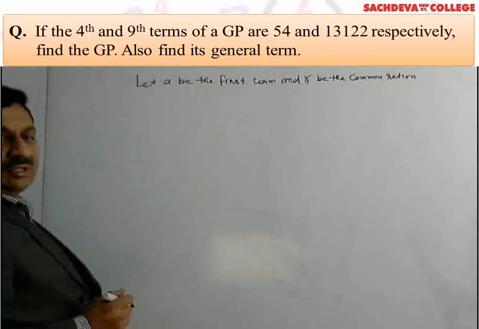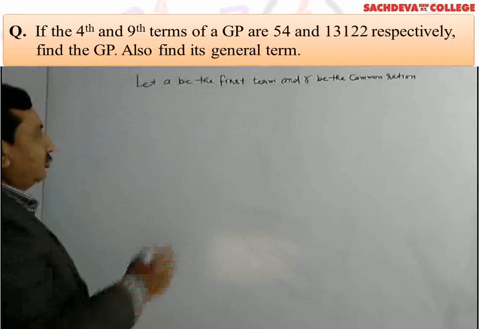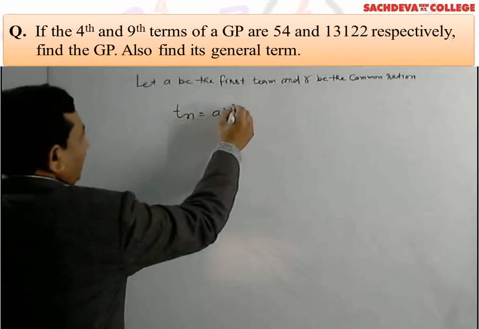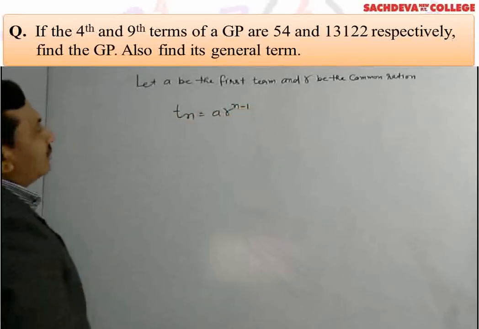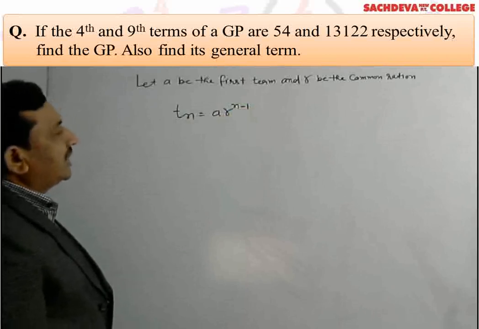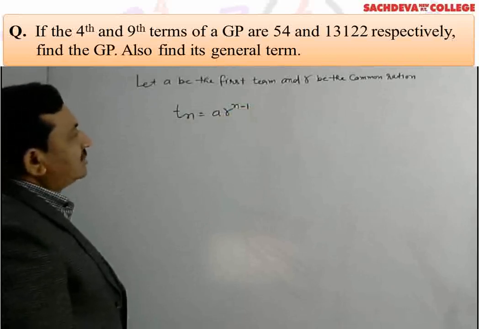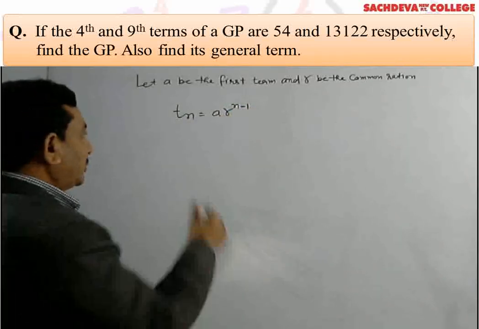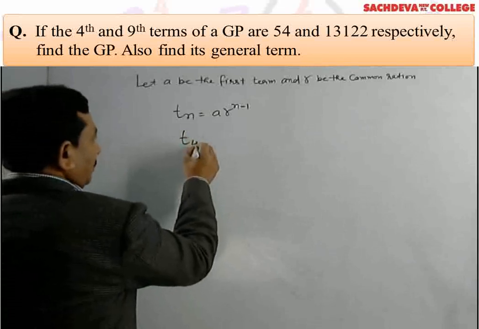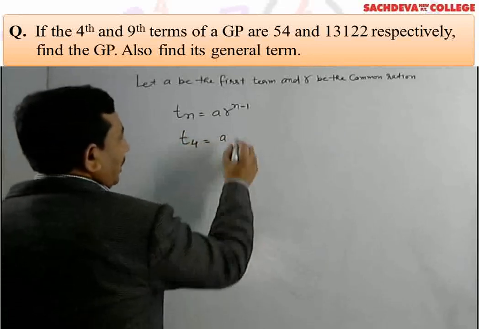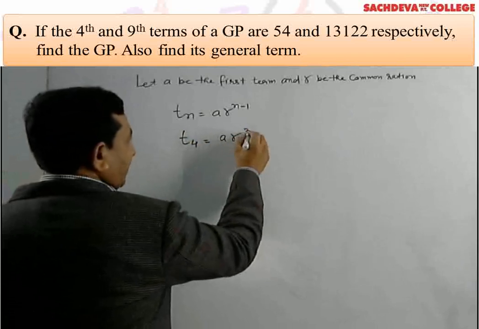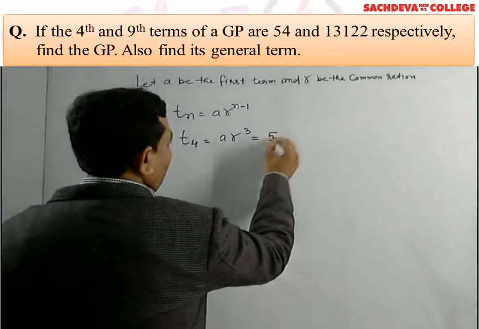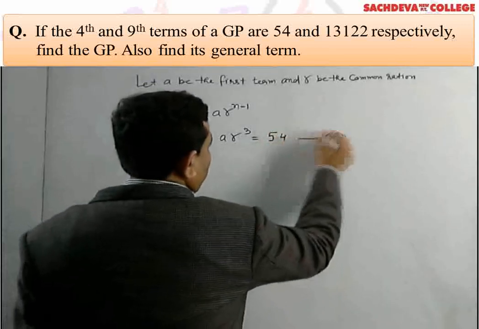Given that the fourth term is 54, so we know that the nth term Tn is equal to AR to the power n minus 1. The nth term of a GP is Tn equals A into R to the power n minus 1, where A is the first term, R is the common ratio and n is the number of the term. So the fourth term T4 will be equal to AR to the power 4 minus 1, it means AR cubed, and given that this is equal to 54. This is equation number 1.